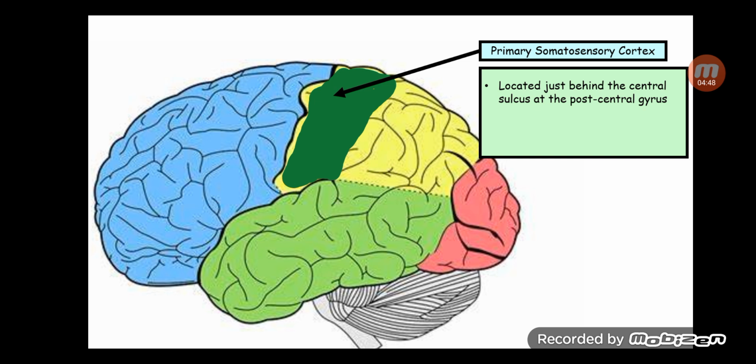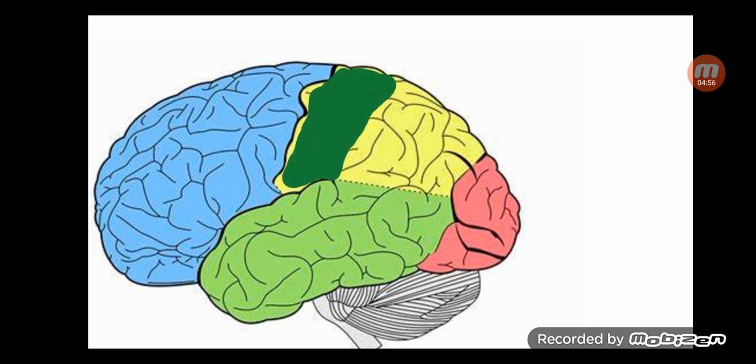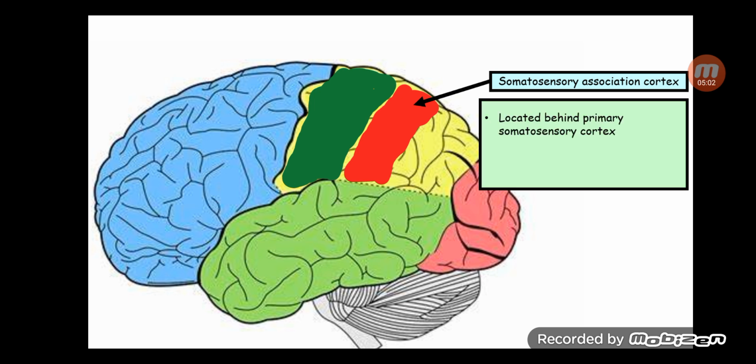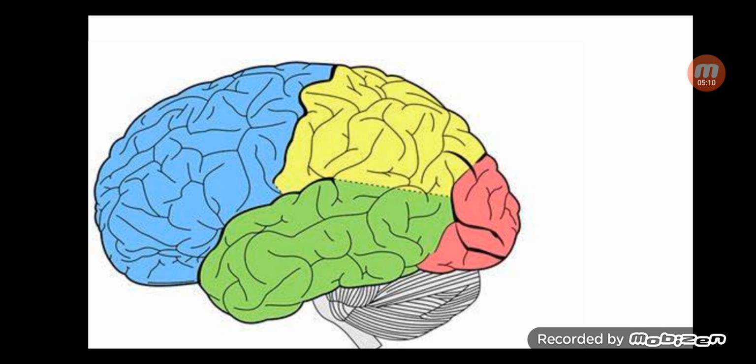That is located just behind the central sulcus at the postcentral gyrus, and it is primarily involved in awareness of somatic sensation. The second cortical area in the parietal lobe is somatosensory association cortex, which is located behind primary somatosensory cortex, and it works to analyze and recognize somatic sensation.